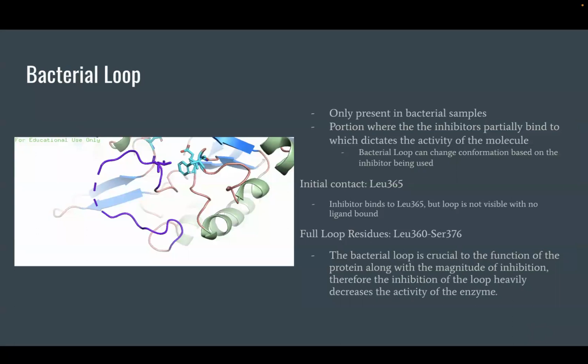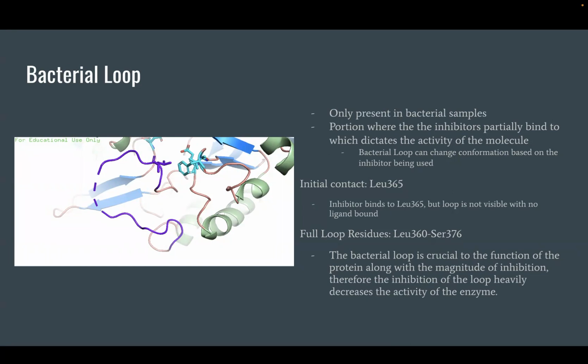The next key feature we'll talk about is the bacterial loop in beta glucuronidase. It tends to fold over the active site of microbial enzymes. It is only present in the bacterial samples and not in mammals. Inhibitors bind to the bacterial loop, causing them not to be effective against mammalian beta glucuronidases. Where the inhibitor binds determines the activity of the molecule. The initial contact is located at leucine 365, where the inhibitor binds through hydrogen bonding.